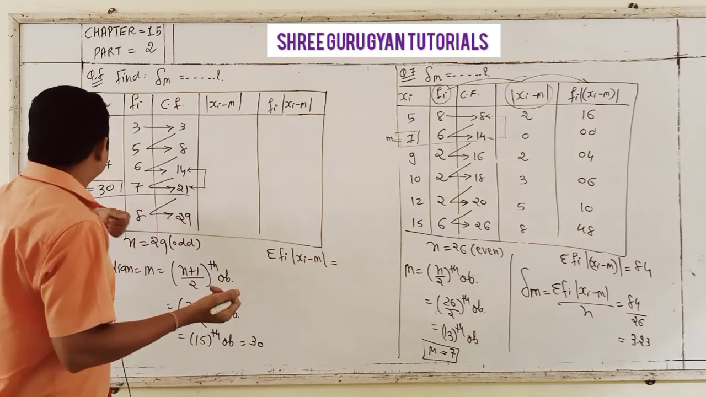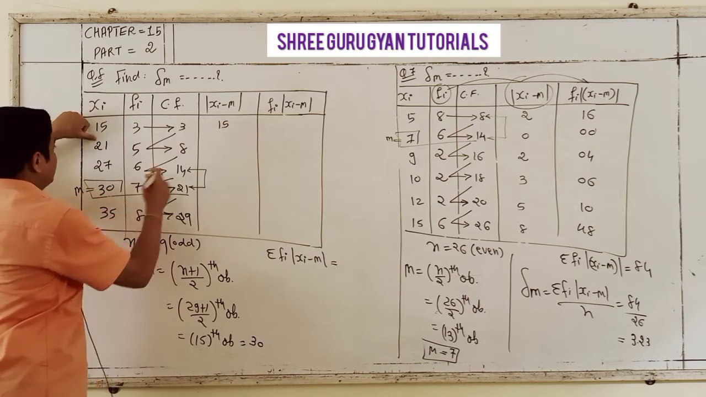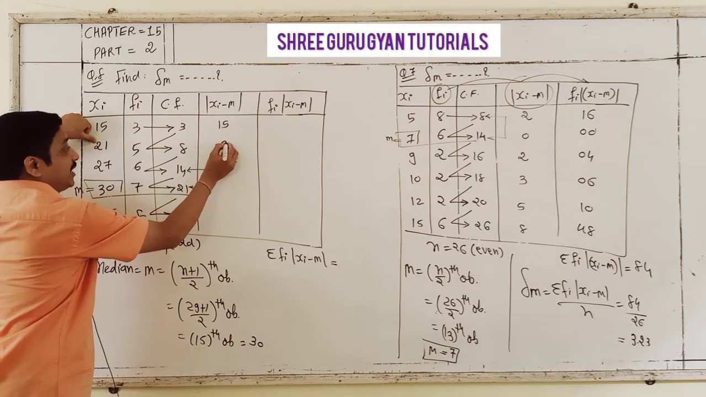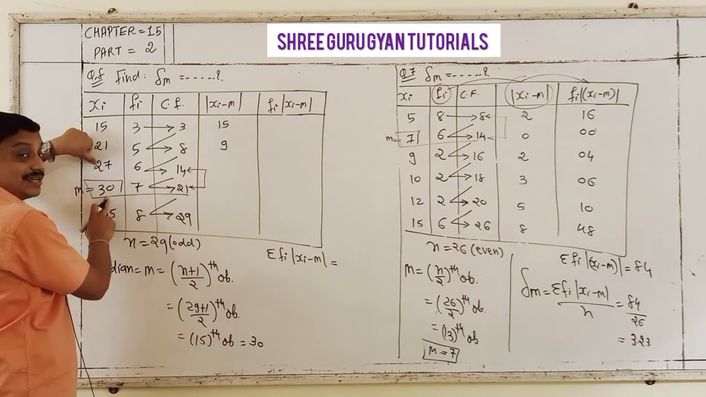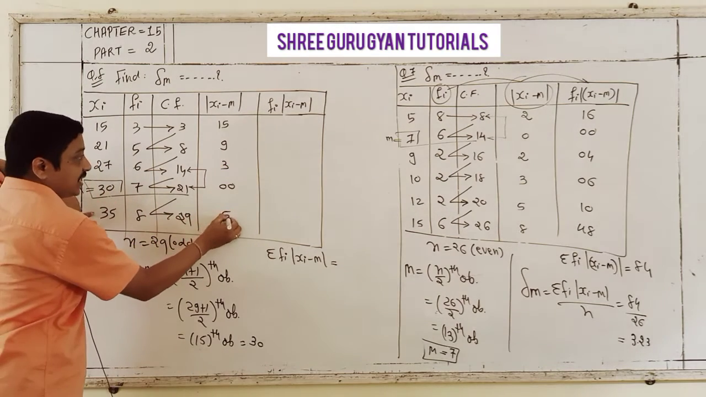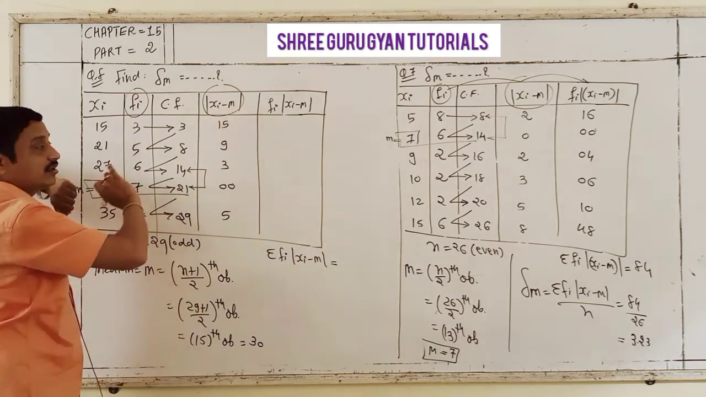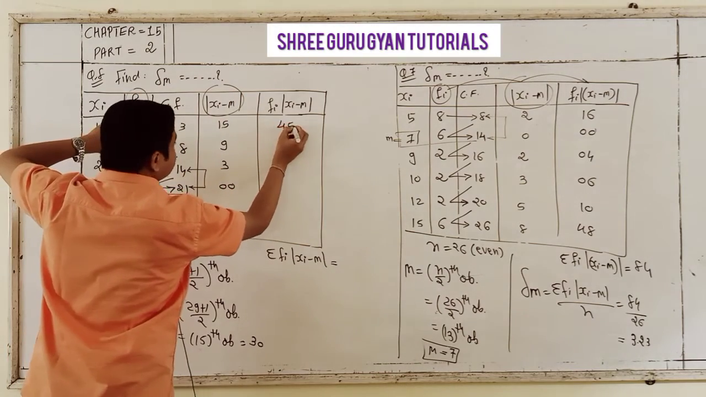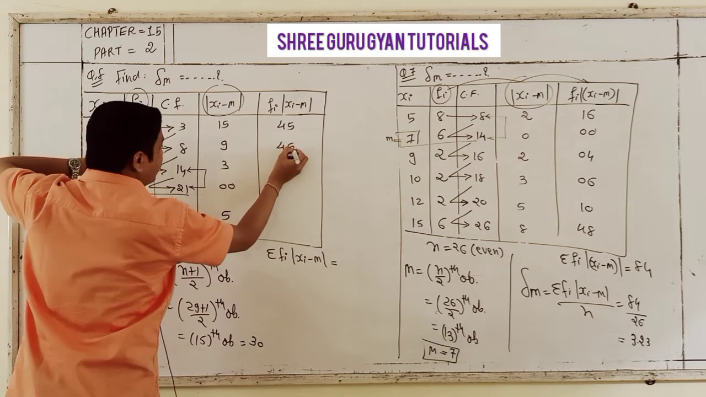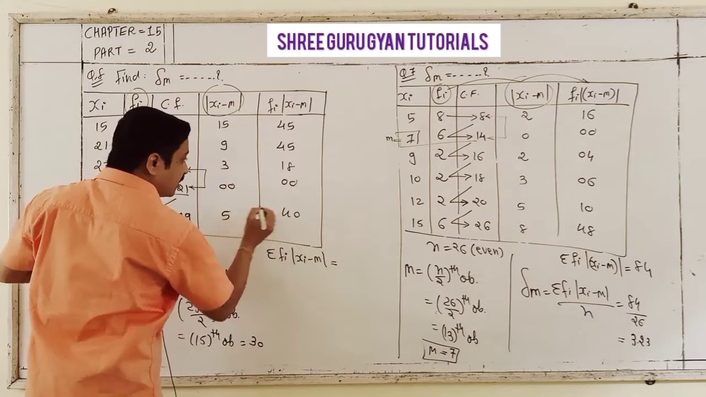Now, this is your xi: 15 minus 30, we get 15. 21 minus 30, we get 9. Now 27 minus 30, we get 3. Here 0, 0. 35 minus 30, it is 5. Now this table multiply with fi. 15 3s are 45. 9 5s are 45. 6 3s are 18. 0, 0. And 8 5s are 40.